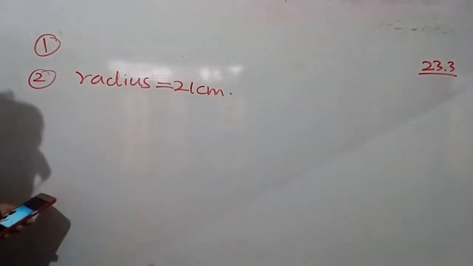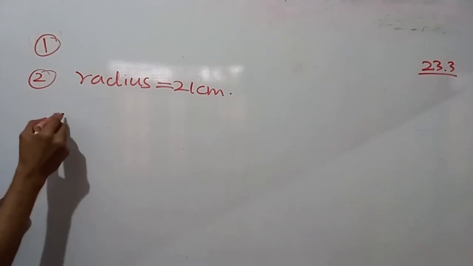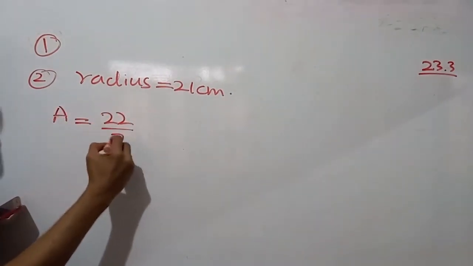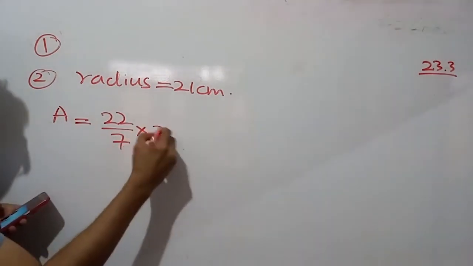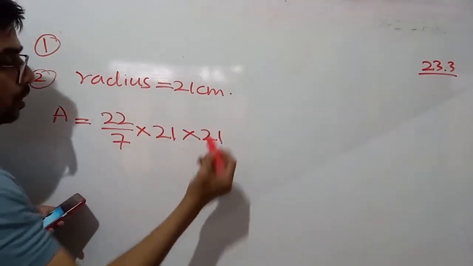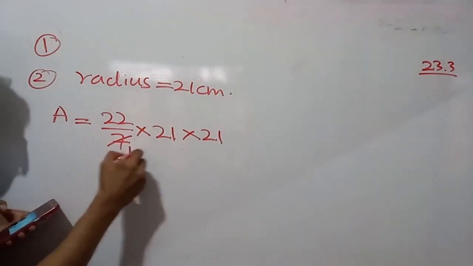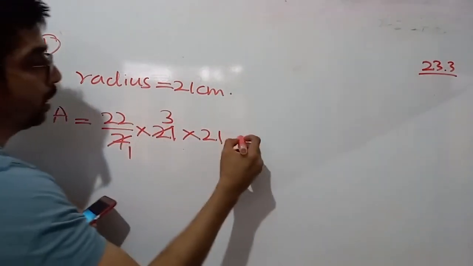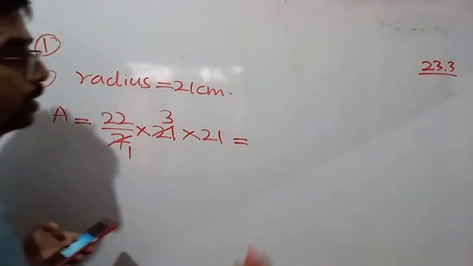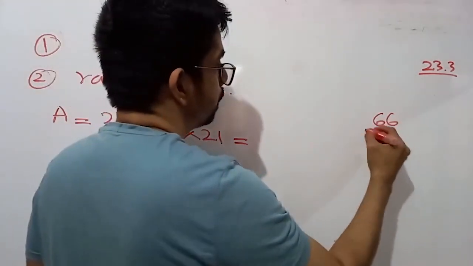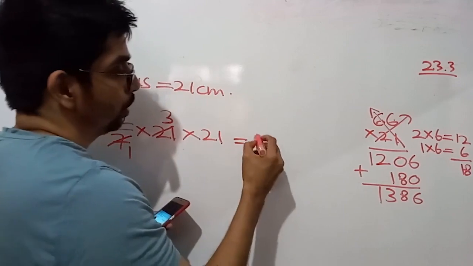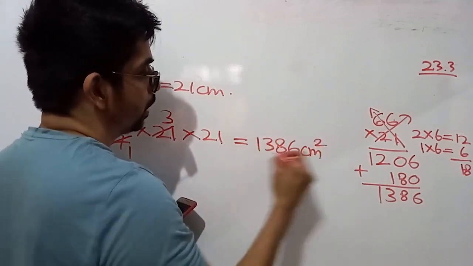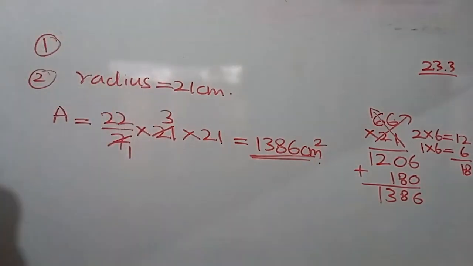So here the radius will be 21 centimeters. Right? So then the area A is 22 by 7 times 21 times 21. 7 times 1, 7 times 3. So 22 into 3, we have 66. So 66 multiplied by 21. So this will be 1386 square centimeters.